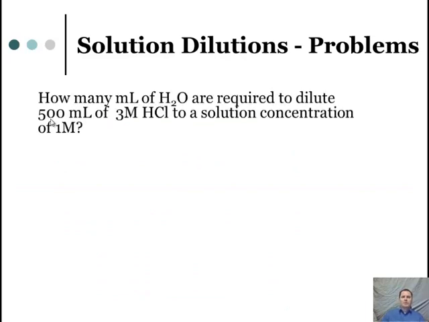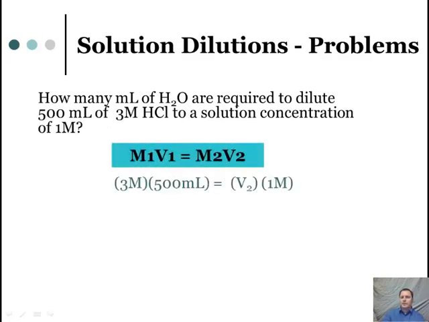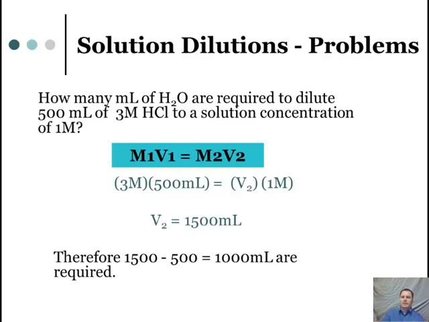Let's try this problem. How many milliliters of water are required to dilute 500 milliliters of 3 molar HCl solution to a concentration of 1 molar? So V1, M1, M2, we need V2. Here's what we're solving for. Our final volume is 1500 milliliters. But remember, we're going to take 500 milliliters of our 3 molar, put it in a 1.5 liter volumetric flask, and fill it up to that point. So we actually need 1,000 milliliters of water added to that.